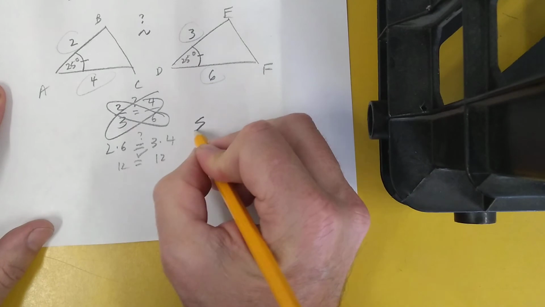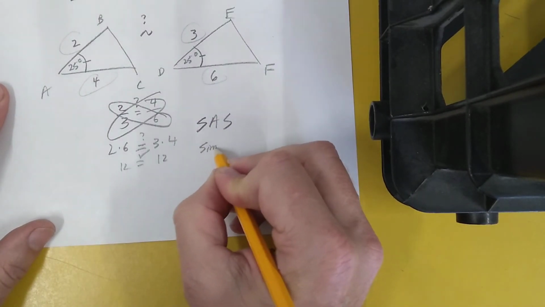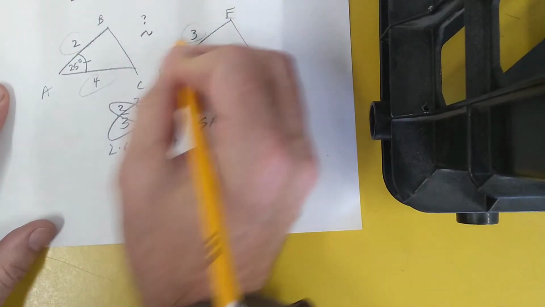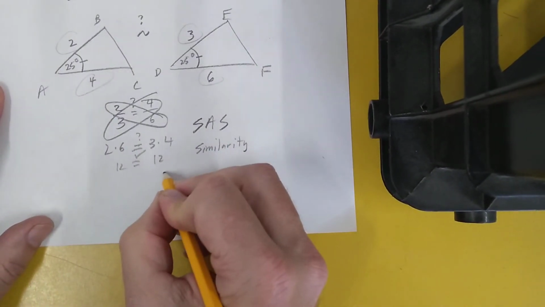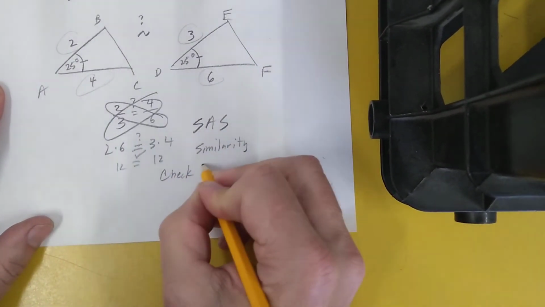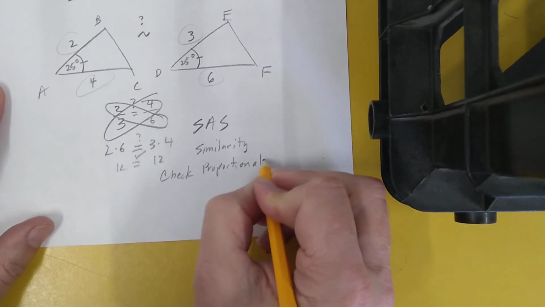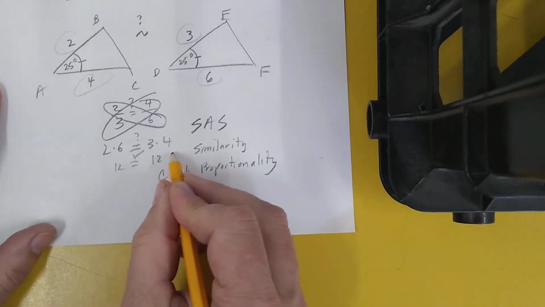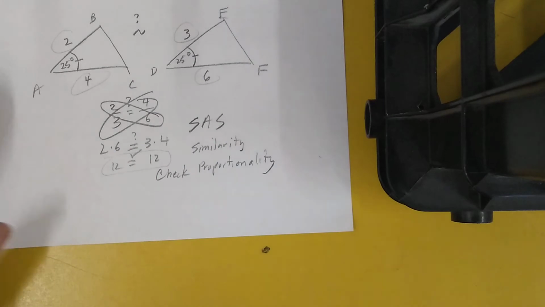And this is known as the side angle side similarity theorem. So it's a little bit different than regular side angle side because these sides actually aren't congruent, but they are proportional. So we have to check proportions, or proportionality. We have to make sure that 2 over 3 is the same as 4 over 6. And if these numbers come out as different numbers, then they're not proportional. And I'm going to show you an example of that.